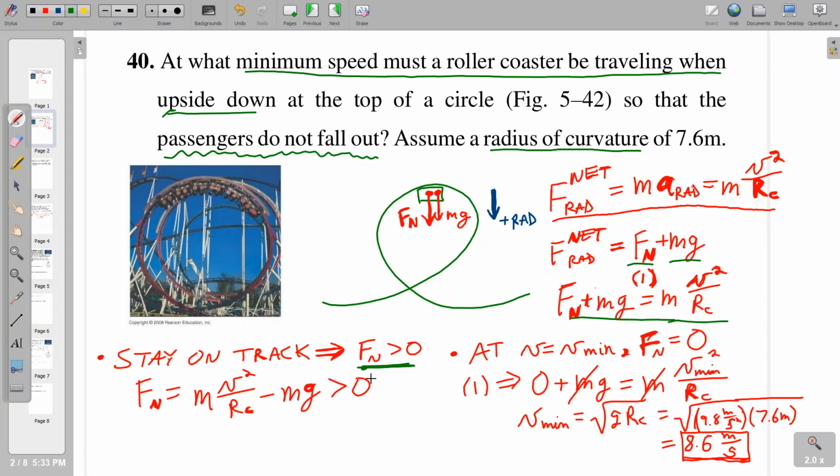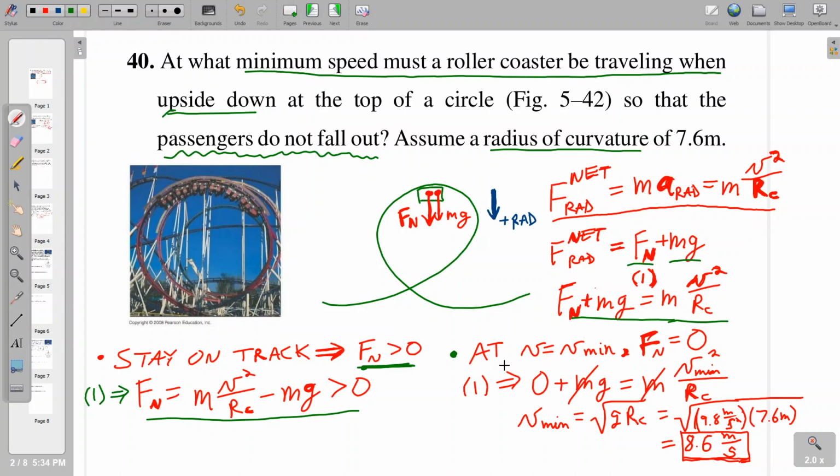So I could take this equation 1 here, solve it for the normal force, and then just require that it be positive, and that would be a perfectly good way to find a minimum velocity. But I found that students are more prone to make mistakes when they're working with inequalities than equalities. So instead, I'll do it the way that I've done it over here.